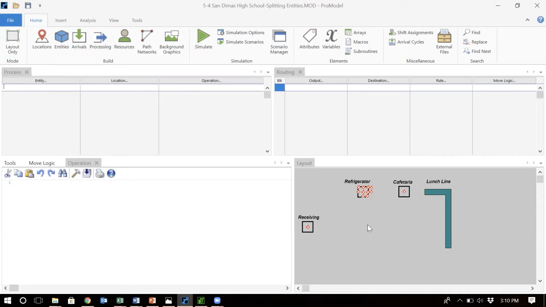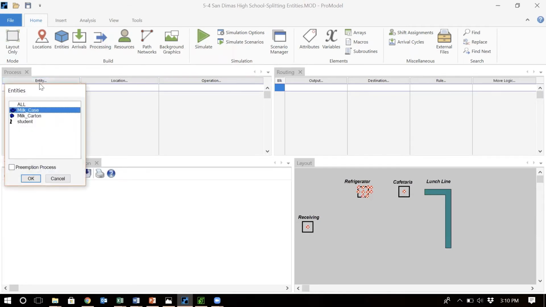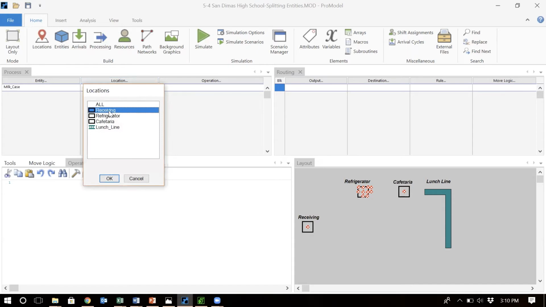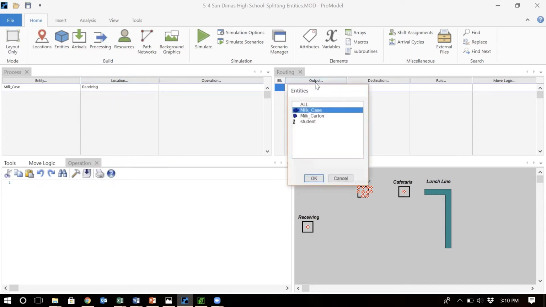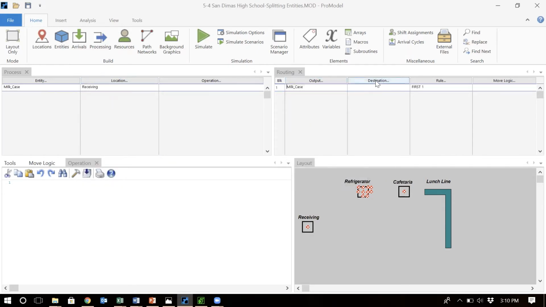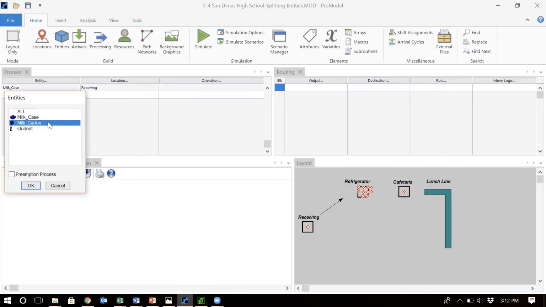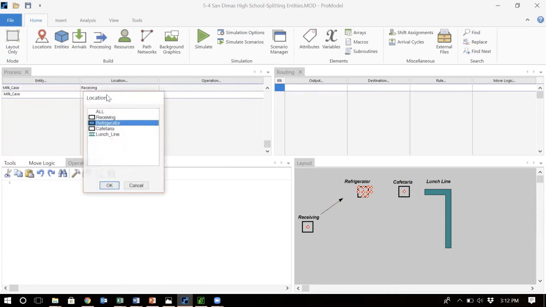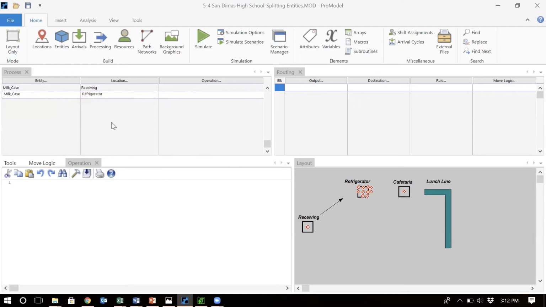Okay, let's go to the processes. So in the processes, obviously milk case is the first entity that I'm dealing with. Milk case is already at receiving, and it goes to refrigerator. Okay, next, the milk case, which is already at refrigerator, is going to split into 10 milk cartons. So we are going to open each milk case into 10 milk cartons.